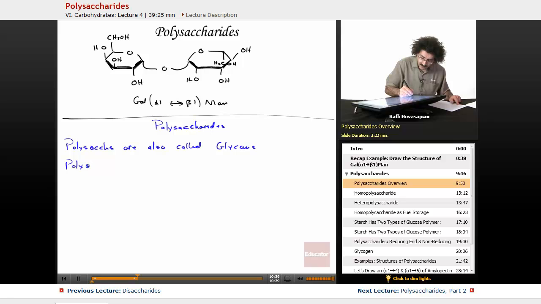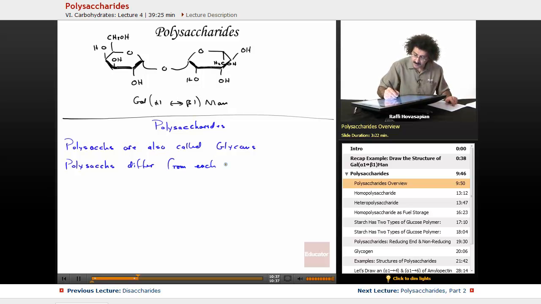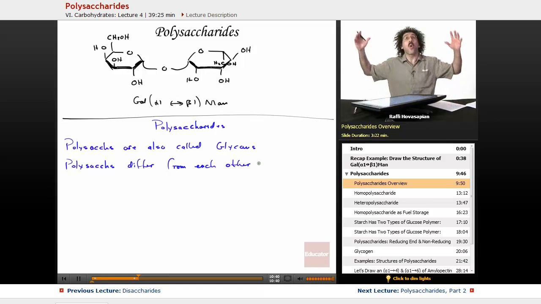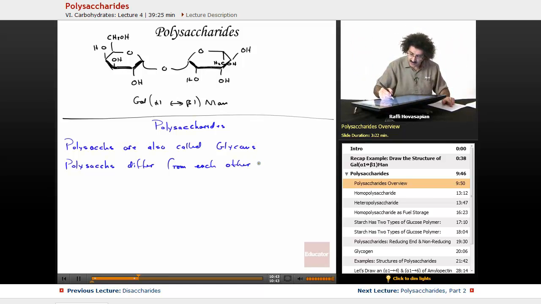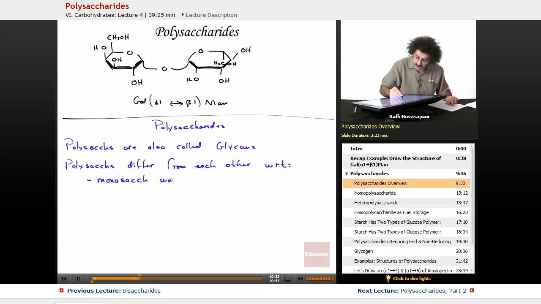Now, polysacchs differ from each other. There's a whole bunch of polysaccharides that differ from each other with respect to four things. First, the monosac units that actually make up the polymer. You know, which monosaccharide units are we using? Are we using only glucose, or are we using glucose and galactose and mannose and acetylgalactosamine? You know, which monomers are we using?